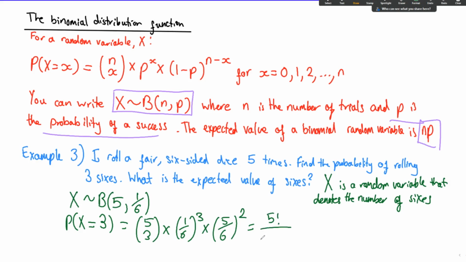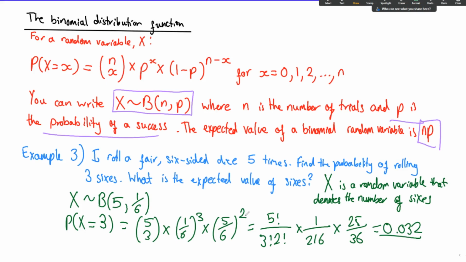And if we work that out, more specifically, we'll get this, which is the binomial coefficient, multiplied by 1 over 216, multiplied by 25 over 36. And that's what we've done: we've put this binomial coefficient into this form, taken out the powers and calculated these, and we'll get 0.032. So that is the probability of getting 3 6s.